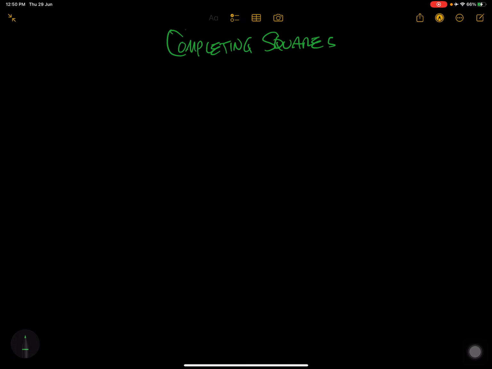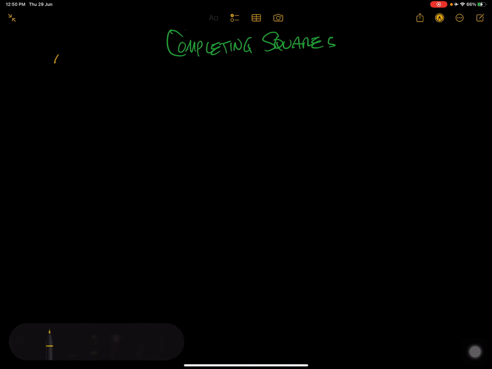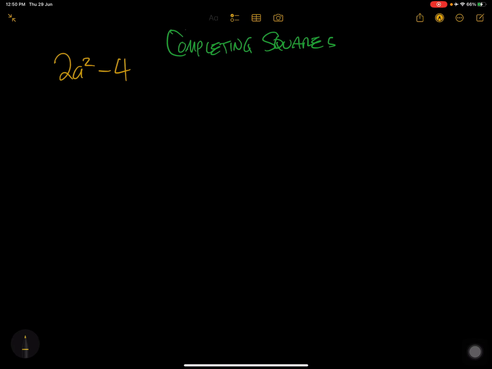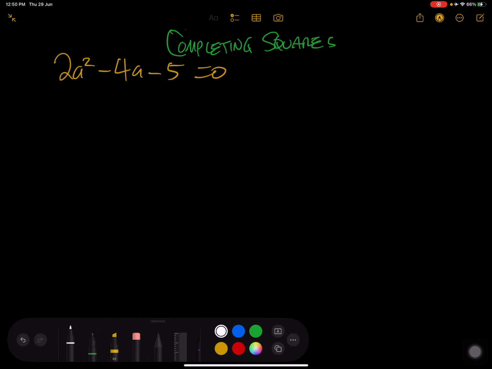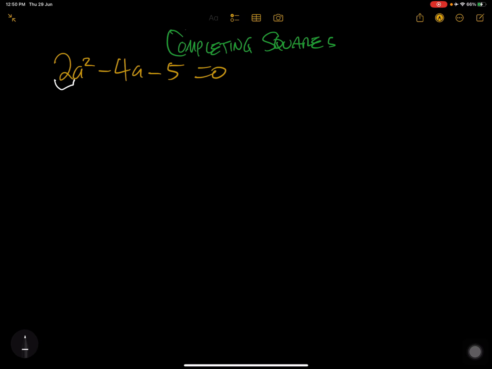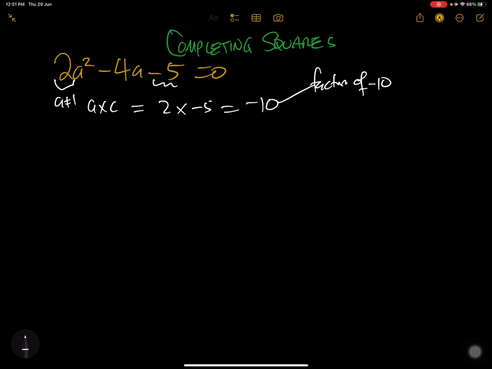So let's imagine that we have this question: 2a squared minus 4a minus 5 is equal to 0. If we try to use the second method or the first method, this coefficient is not equal to 1. So what do we do? We normally multiply a and c, so it's 2 times negative 5, and we get negative 10. We look for the factors of negative 10 which multiply to give negative 10 but add to give negative 4.